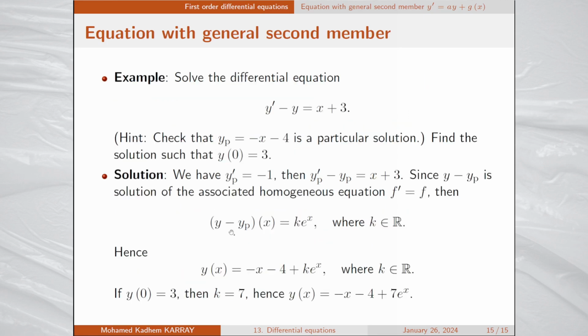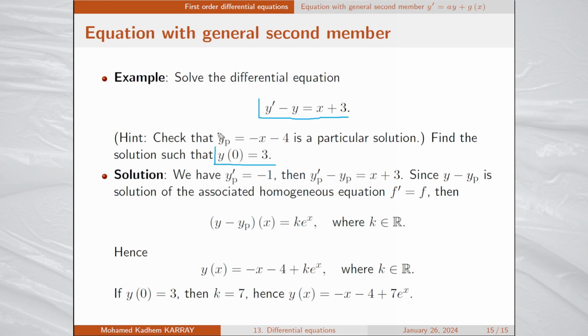Here is an example of application. We shall solve the equation y prime minus y equals x plus 3. We have a hint in the statement here: check that yp equals minus x minus 4 is a particular solution. And finally, we shall find the solution such that y of 0 equals 3.